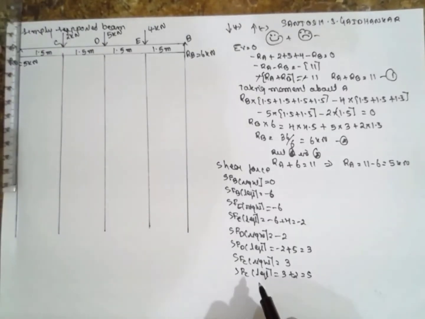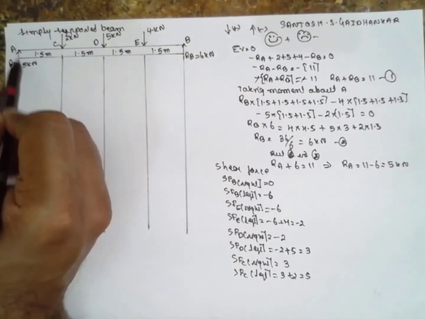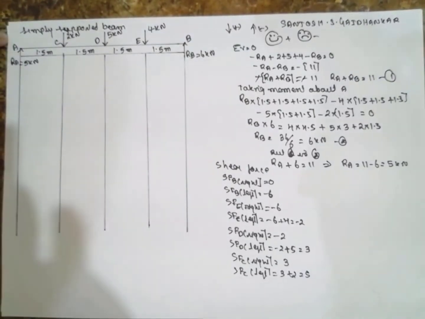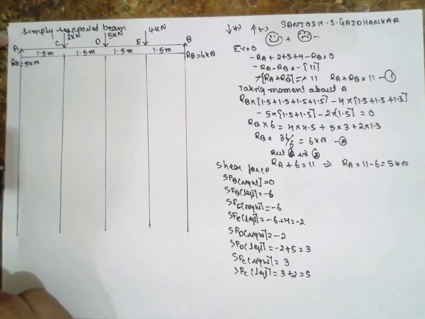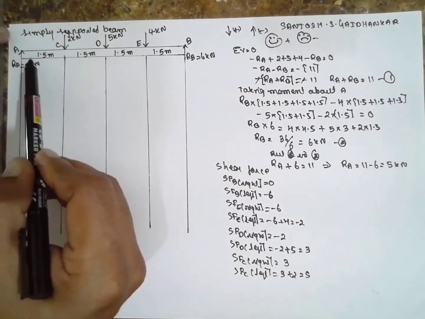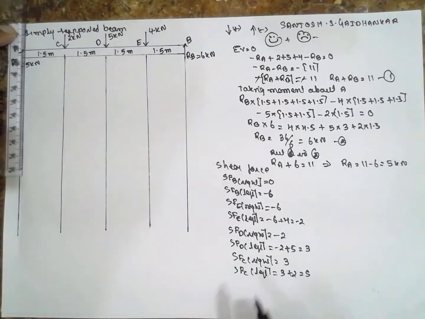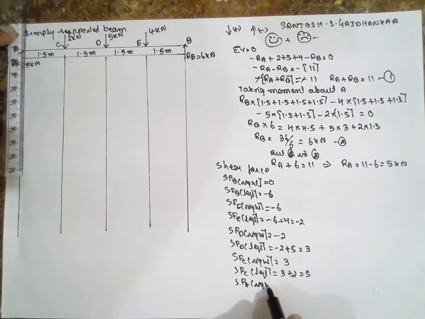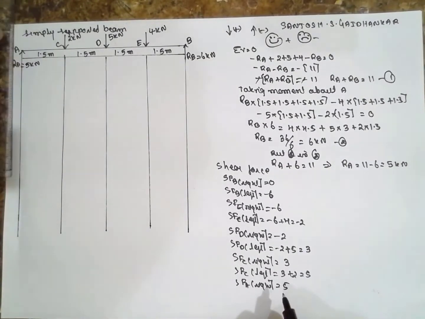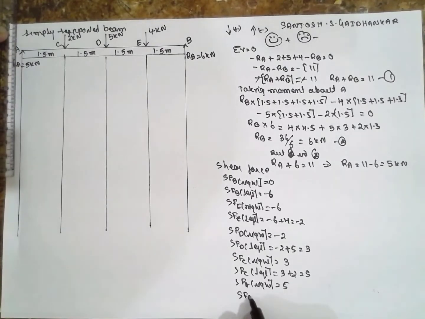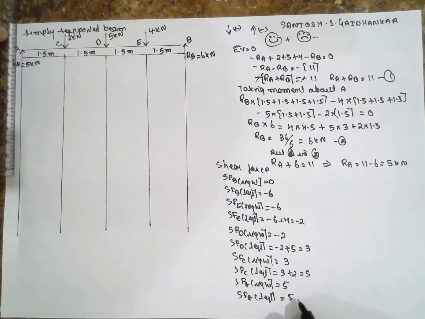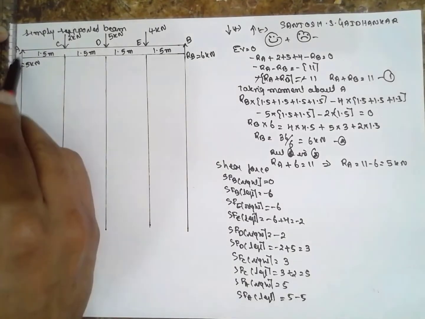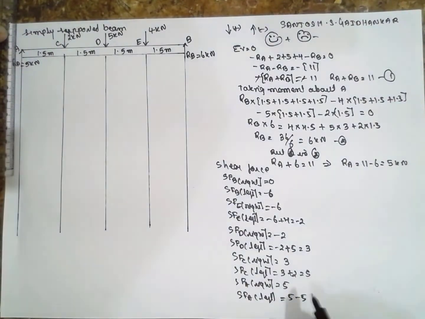Now at A, again there is a load from the bottom, therefore left and right. I will consider the right first. SF at A, right, is the previous number as it is. Now SF at A, left: the previous value is 5, and the bottom value will be minus because I have considered the downward arrow as negative, therefore 0.